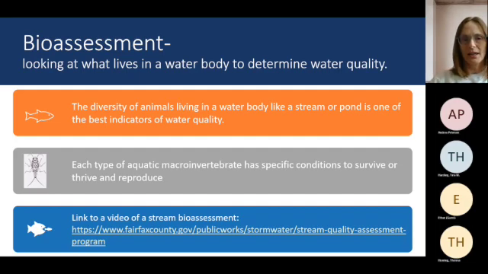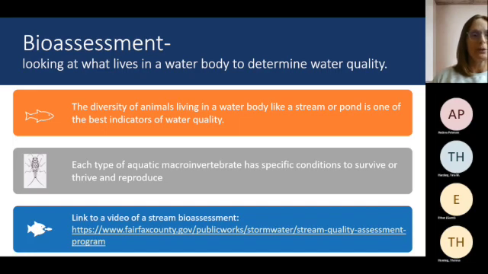All right, so some of the other points with that is it's looking at the diversity of animals that live in a water body, like a stream or a pond. I kind of alluded to this at the beginning of the presentation, that looking at what lives there, is there diversity? That's one of the best indicators of water quality. And also one of the first indicators. If you look at that and you see there's not good diversity of animals that live there, that's a good indicator that maybe we need to start running some more chemical tests and do a little bit deeper testing.